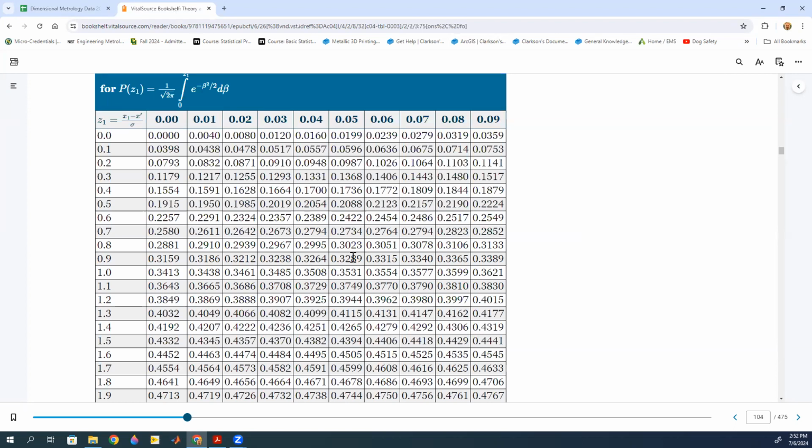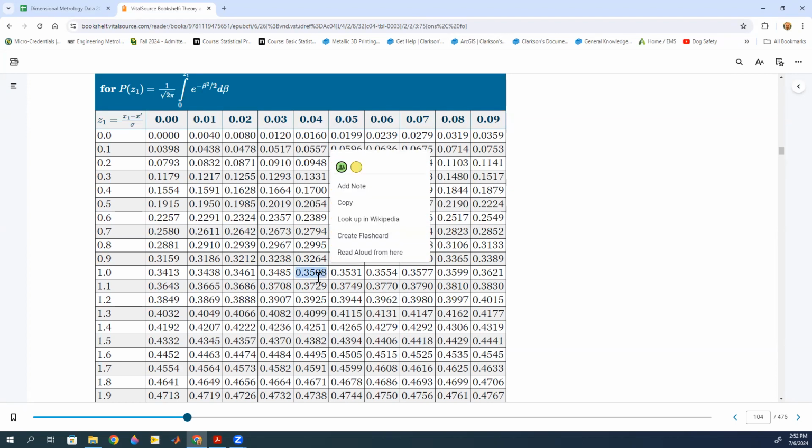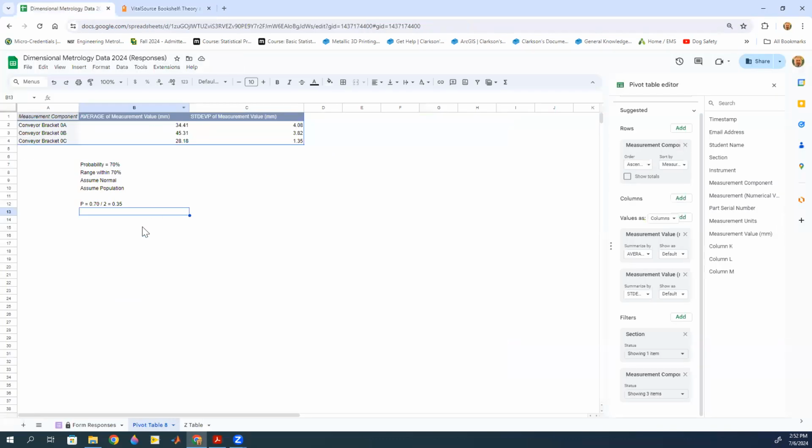So we need to find that in our Z table. If we scan the probabilities here, we see the closest value is right here, 0.3508. It's not exactly 0.35, so we'll just use that. The Z1 value is 1.0 plus 0.04. And so our Z is 1.04.